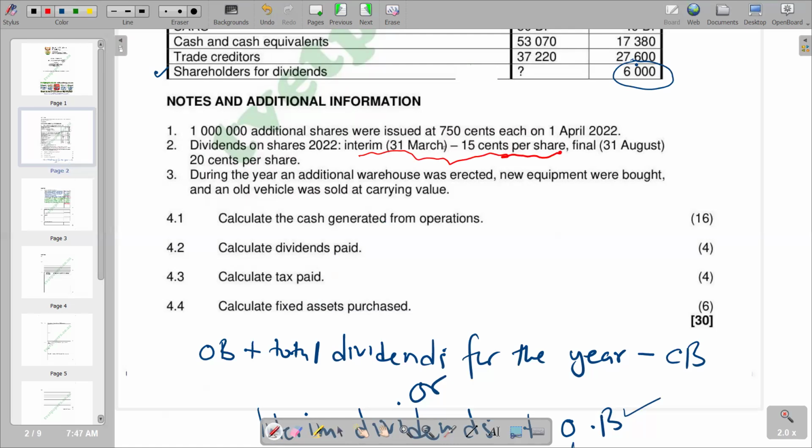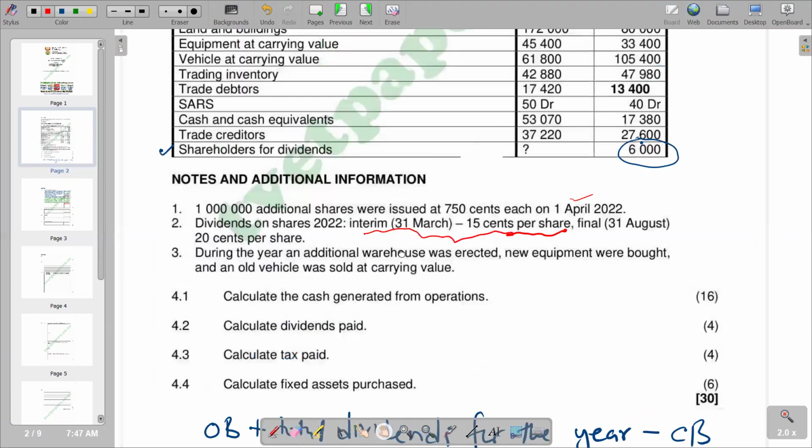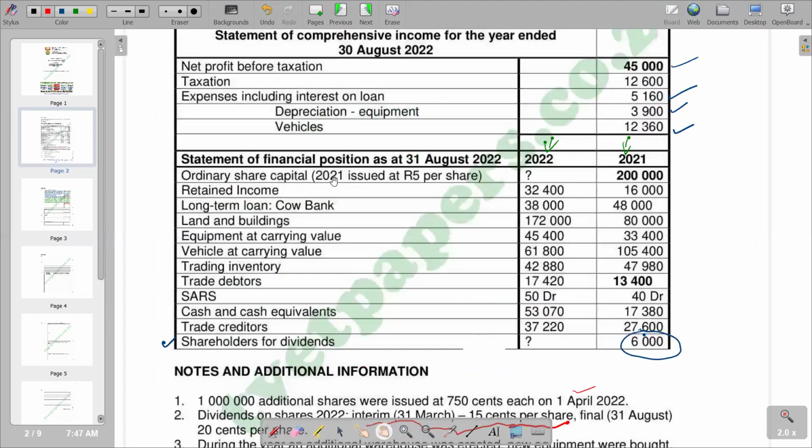So you need to know the number of shares that there are by 31 March. When we put additional shares in 2022, which was after March when interim dividends were supposed to be paid, we are not going to include those additional shares because they came after the interim dividends. So we can just refer back to see the number of shares that we have at the beginning.